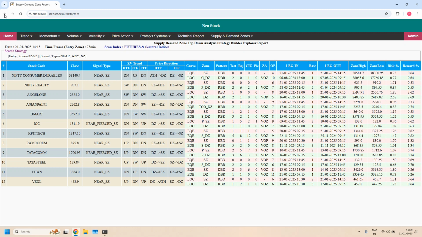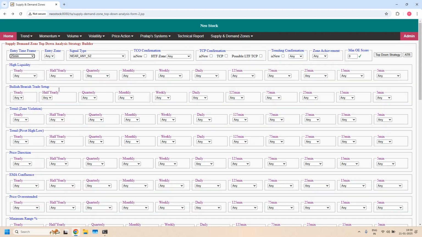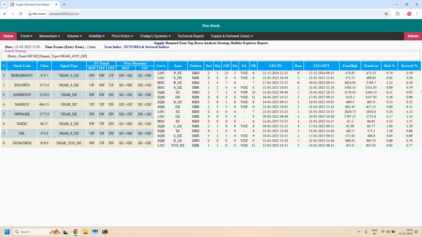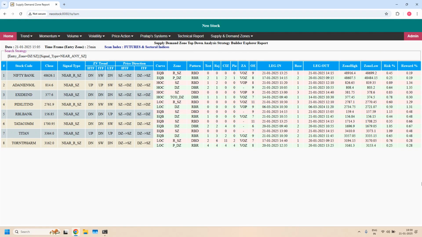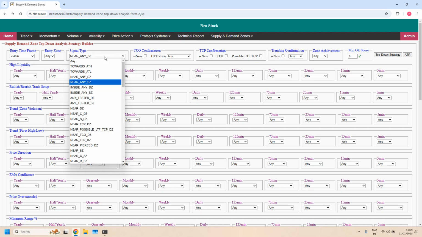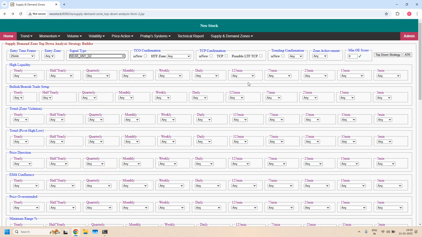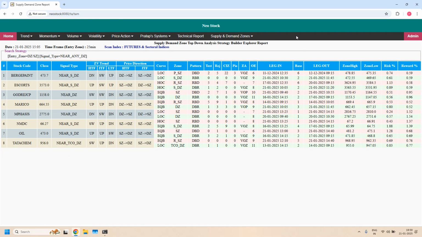Okay. Next time frame is 25 minutes. Stocks near 25 minutes demand zone, we got 8 stocks. Okay. Next 25 minutes time frame. Stocks near 25 minutes supply zone, we got 8 stocks. So demand zone also 8, right? Let me check again. Demand zones. Yeah, both are 8 only.